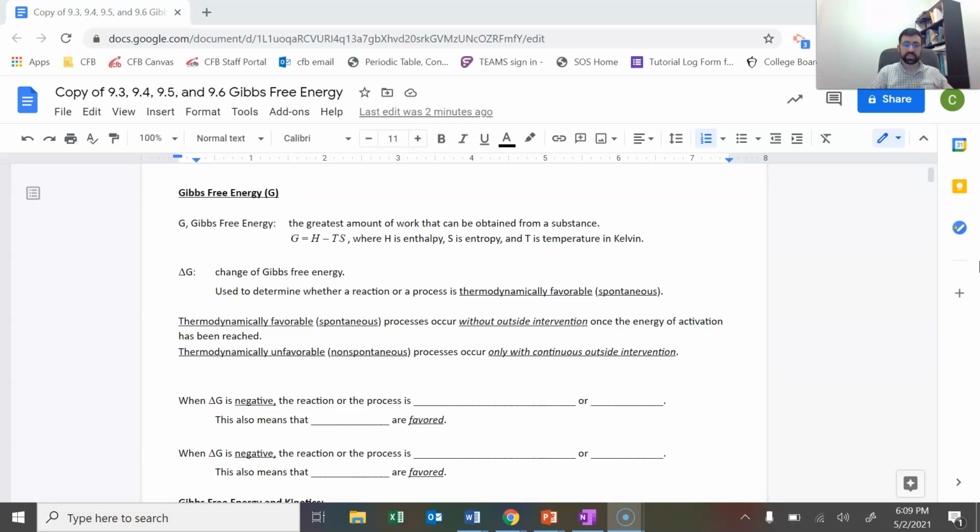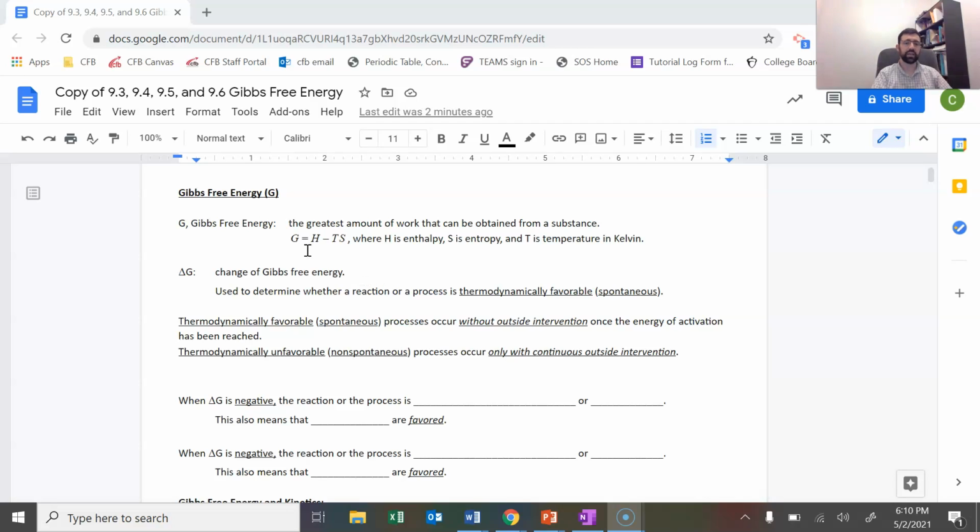Then the last set of notes that we did, we talked about entropy, and that's the randomness of a system. So we said that randomness tends to increase. Now we're going to talk about Gibbs free energy. Gibbs free energy is kind of a combination of those two concepts, and maybe a little bit hard to define. We'll talk through a few different equations, but also ways to evaluate this and to think through it. Gibbs free energy is the greatest amount of work that can be obtained from a substance.